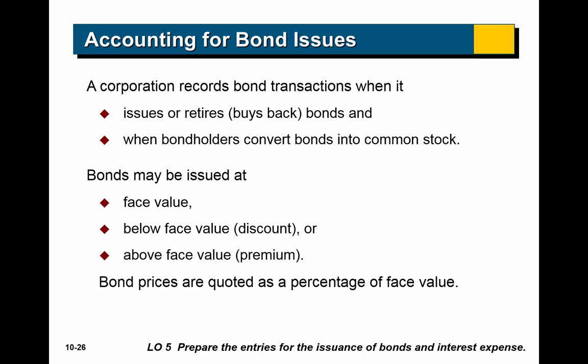Or below face value, meaning we sell the bonds to the investors for an amount less than what they're going to get back. So if we sold the bond and the investor paid $970, but they were going to receive $1,000 at maturity, that would be called issuing the bond at a discount. Or we can sell them at a premium, an amount higher than the face amount. Bond prices are quoted as a percentage of their face value.